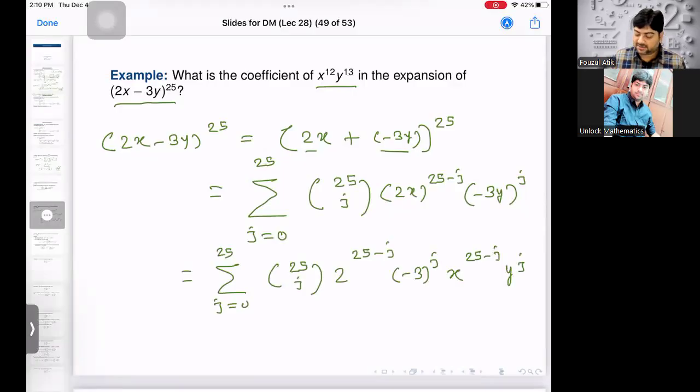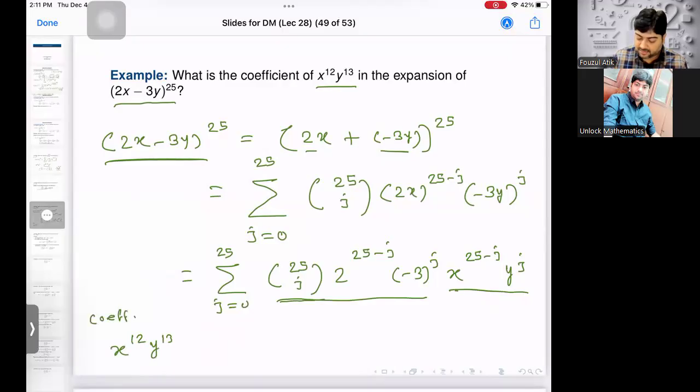Now you have to find that in this expansion, we get the coefficient of x to the power 25 minus j as this whole quantity. Correct? Now you match with your question. Your question asks for the coefficient of x to the power 12 into y to the power 13. So in place of j, it will be 13. So what is the coefficient? So the coefficient of this is equal to what?